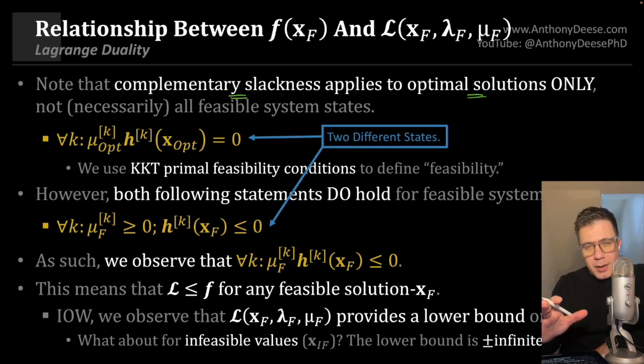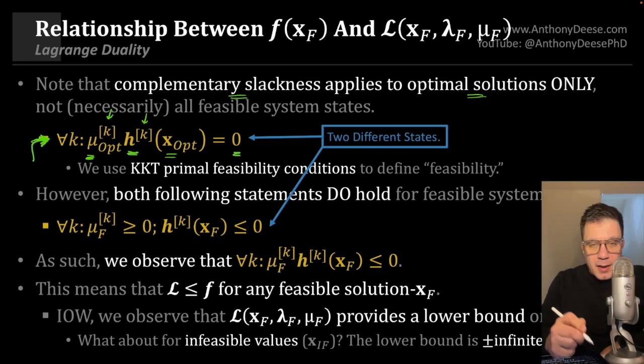Hopefully, you remember from our module on the Karush-Kuhn-Tucker conditions, or KKT, what complementary slackness refers to. It tells us that for any optimal solution, the product of mu sub OPT, so an optimal mu Lagrange multiplier, times h of x sub OPT, so the optimal system state supplied to our inequality constraint, equals 0. And k is just telling us which constraint and its associated Lagrange multiplier we're talking about. So for all the inequality constraints, the product of its Lagrange multiplier and the value it generates should be equal to 0.